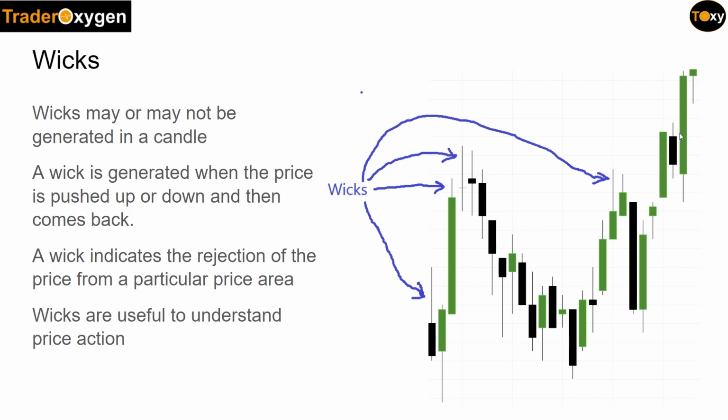Same in bearish candles, wicks are formed. So a wick is generated when the price is pushed up or down and when it comes back. For example, after opening, the price has gone down, but then the price has been pushed up again by the algorithm, which means it has formed a wick. Wicks are useful to understand price action and we will use them a lot in the future.